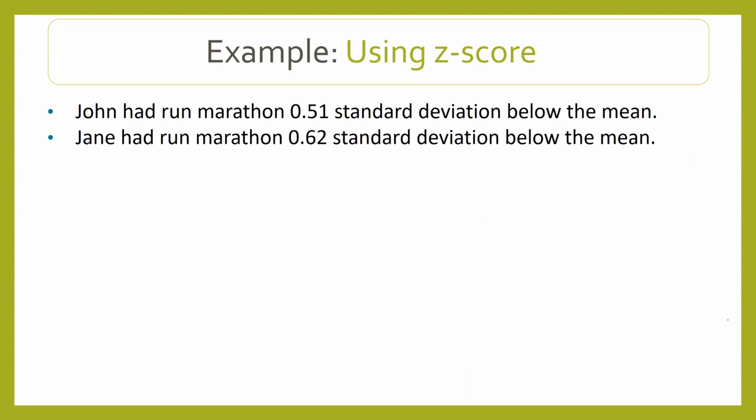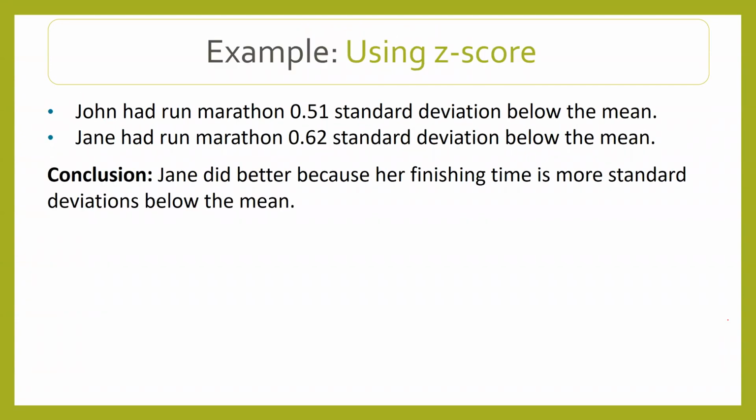And Jane had run the marathon 0.62 standard deviations below the mean. Wow. So by this, we will conclude that because Jane is farther away from the mean compared to John, Jane did better. Right, so I just gave this many examples to clarify things very correctly. It is very confusing even in most of the textbooks out there.